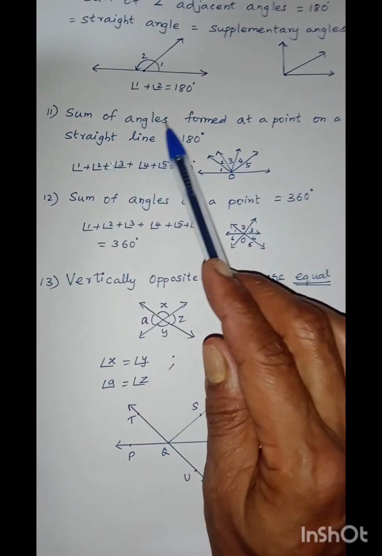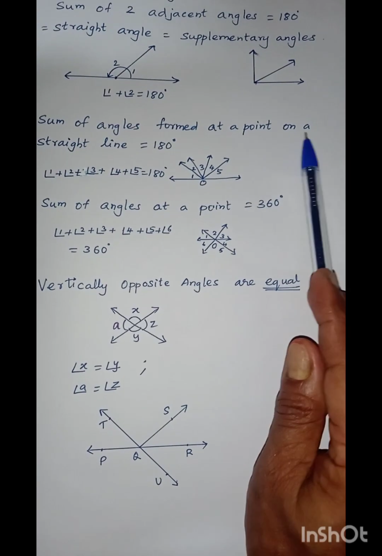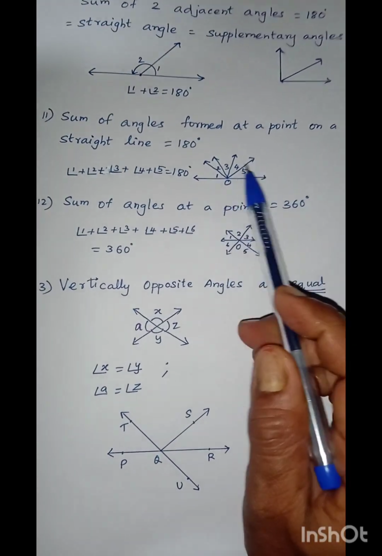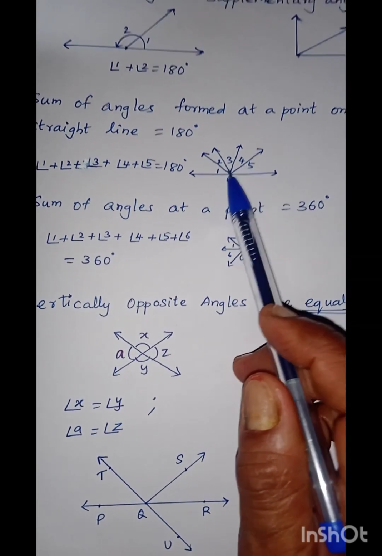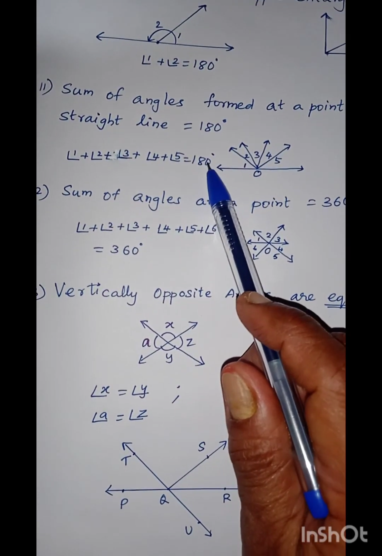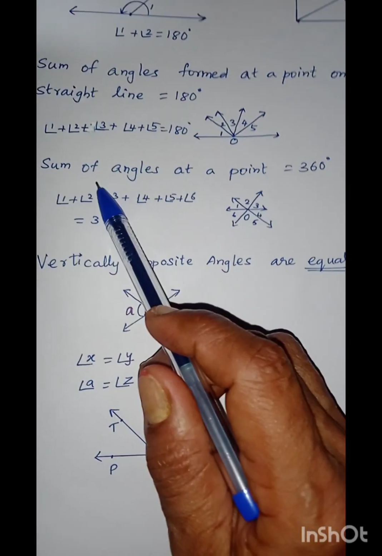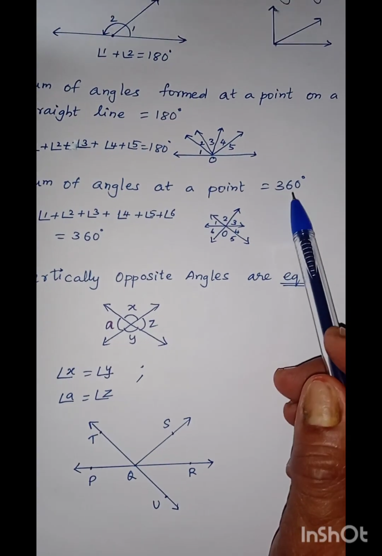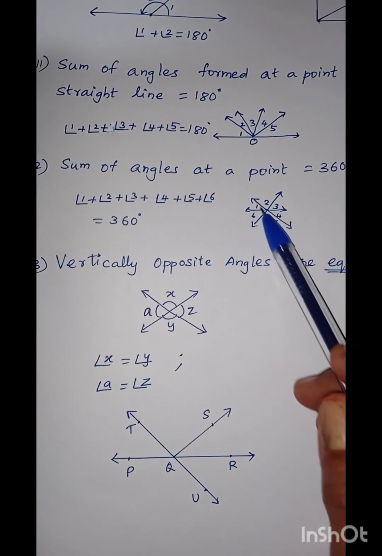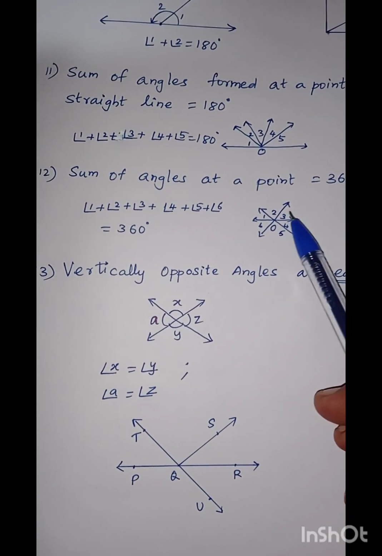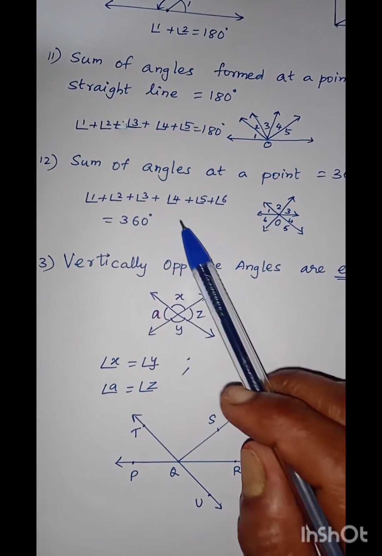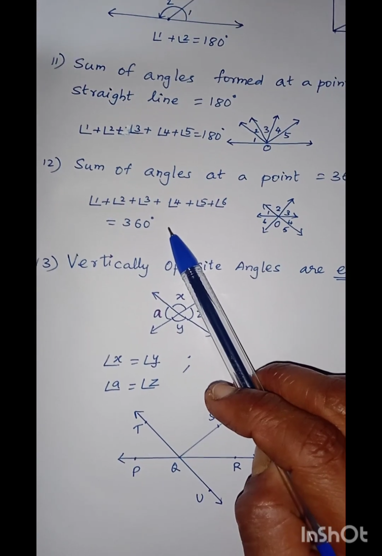Okay, next, the sum of angles formed at one single point on a straight line is equal to 180 degree. That is, if there are more angles, 5 angles are given here. If we add all these angles, we will get the sum total as 180 degree. Sum of angles at a point is equal to 360 degree. If we have 6 angles at one point formed by 3 straight lines, if we add all these angles, we get the sum total as 360 degree.